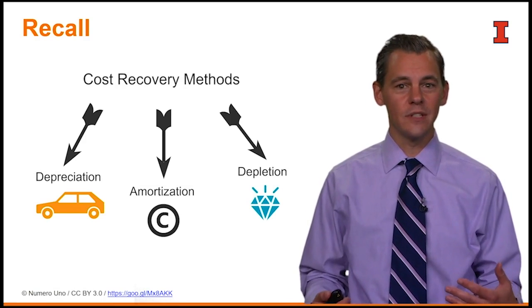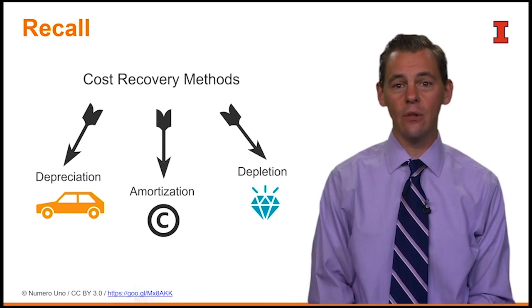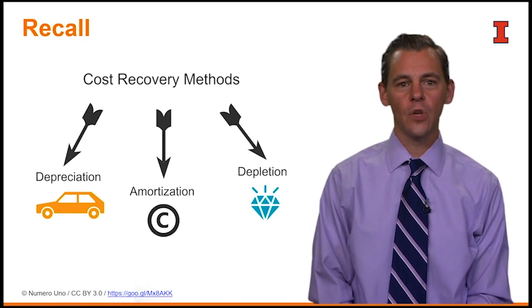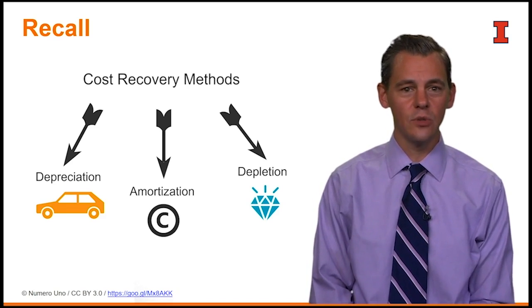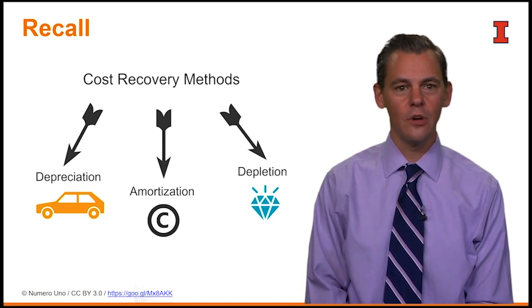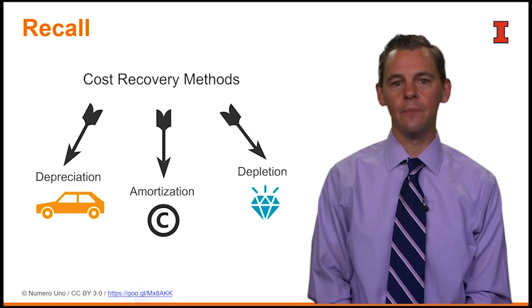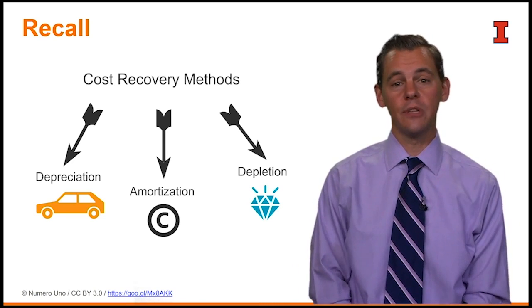Welcome back. In the last set of videos, we discussed depreciation, which is one of the 3 cost recovery methods outlined in the Internal Revenue Code. Recall that depreciation deals with deducting the cost of business use tangible, personal, and real property, other than land, over a specified period of time. In this set of videos, we will look at amortization and depletion.